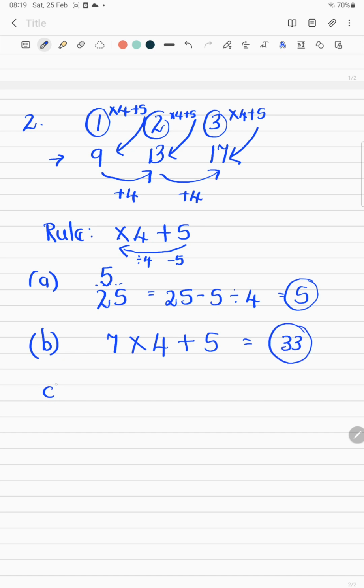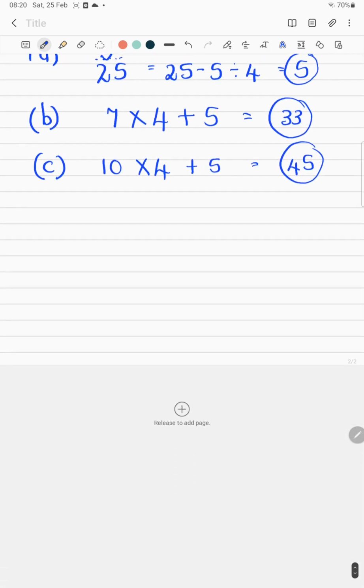And the same applies to C. Input is 10. I multiply it by 4. 10 times 4 is 40. Plus 5 equals 45. And there we have solved number 2. Let's move on to number 3.